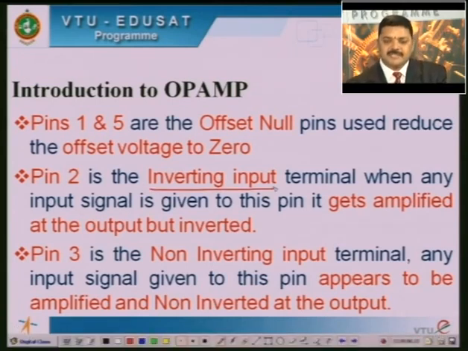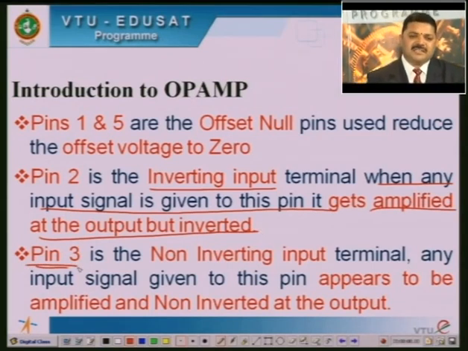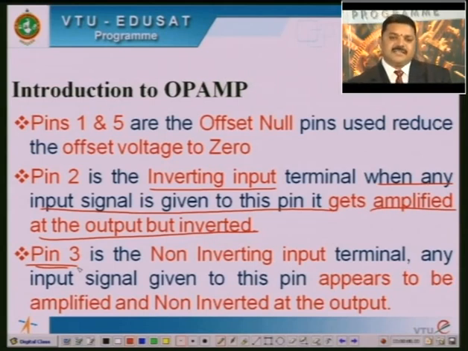Inverting input terminal, when any input signal is given to this pin, it gets amplified at the output, but it gets inverted. Similarly, what is pin number 3? Pin number 3 is the non-inverting input terminal. The name itself tells you non-inverting. It doesn't invert the signal, right? So it is the non-inverting input terminal. Any input which is given to this pin appears amplified but not inverted at the output.